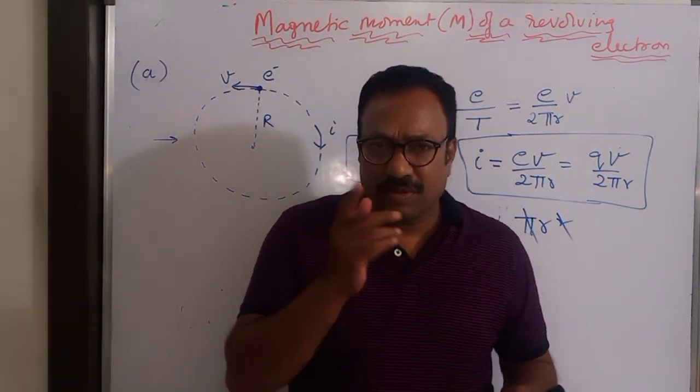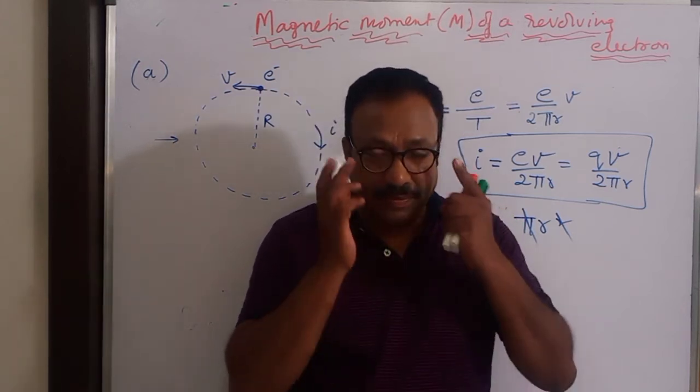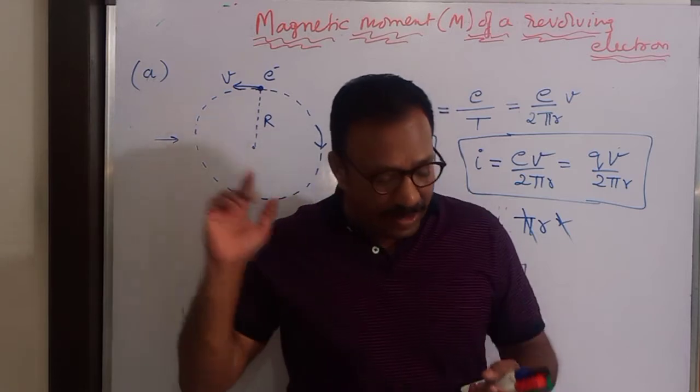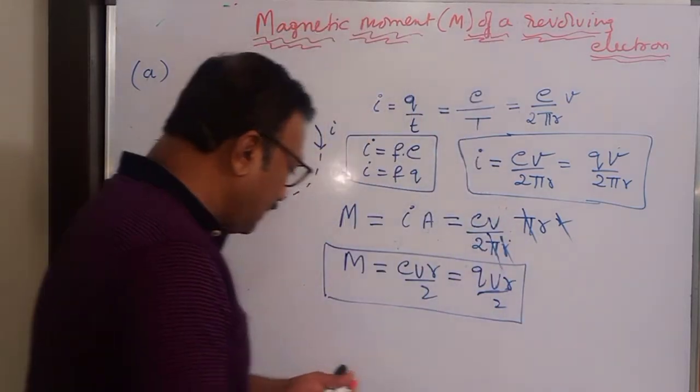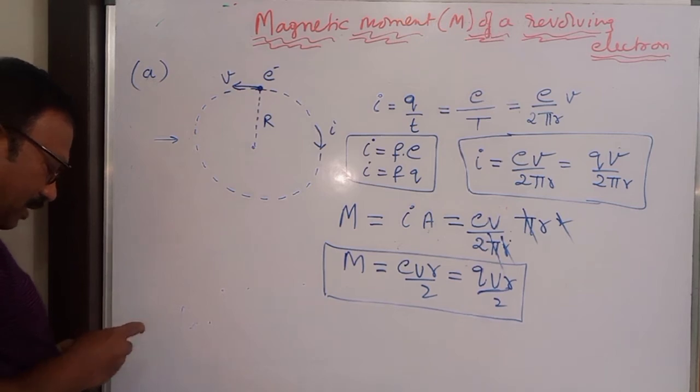Next, in most of the cases, they talk about the angular momentum of the electron. Even in Bohr's theory, they talk about the angular momentum of the electron. We are going to discuss that also now. So, let us say the angular momentum is represented by L.